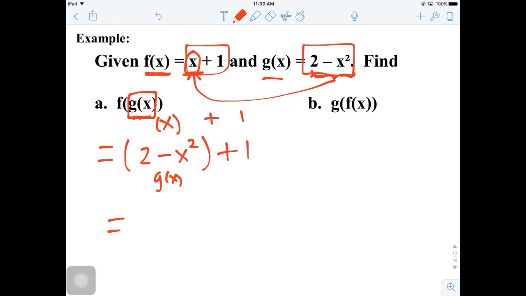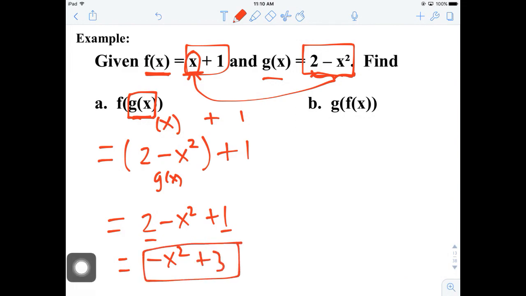Next, we're just going to simplify and combine the like terms. We are going to remove the parentheses, so we'll have 2 minus x squared plus 1. Then combining the like terms, we will have negative x squared. 2 plus 1 is 3. And we're just going to leave it in standard form. Basically, this is the function f of x evaluated at g of x.